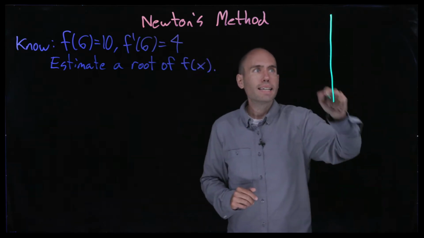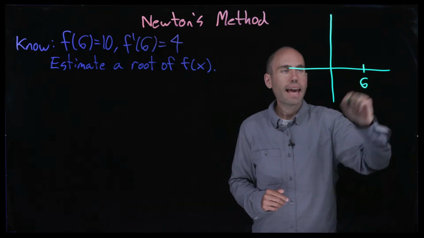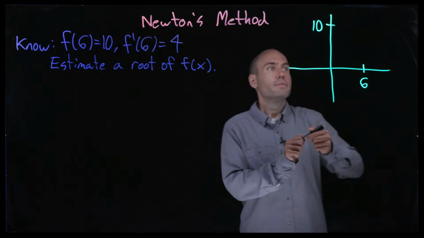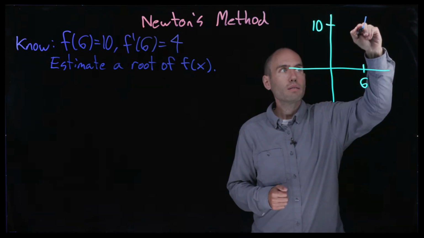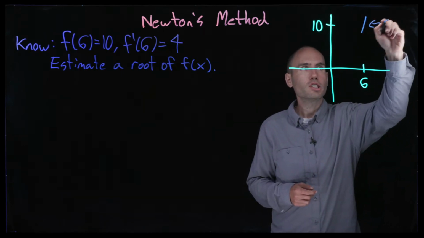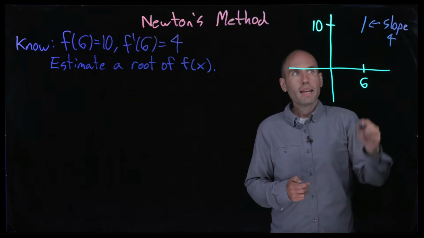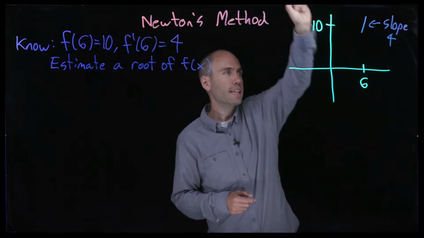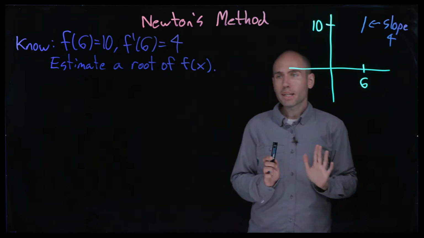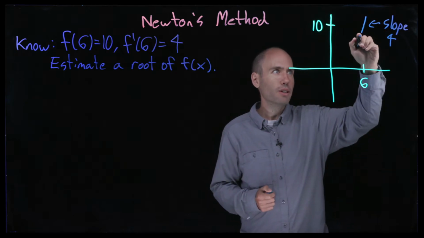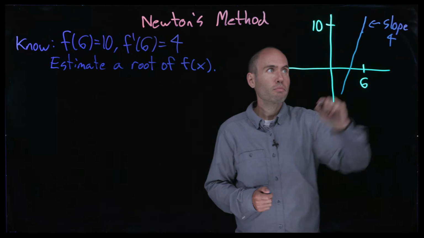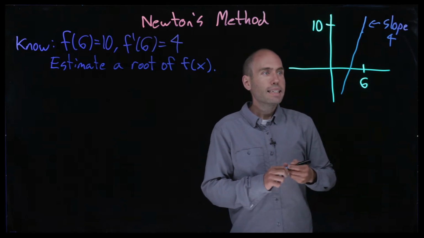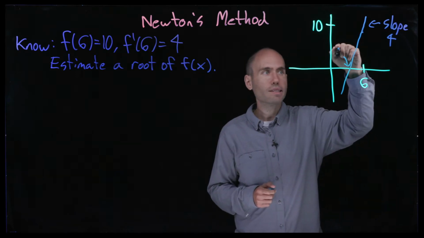Here's the idea. At x equals 6, I'm at height 10 and slope 4. So I'm drawing this little line of slope 4. I don't know anything else about f, and it might not have a root. Maybe f goes down like this and then shoots back up and never crosses the x-axis. But if we have to guess what a root would be, there's only really one reasonable guess, which is to just continue this in a straight line of slope 4 and figure out where this straight line intersects the x-axis. This would be my guess for z.